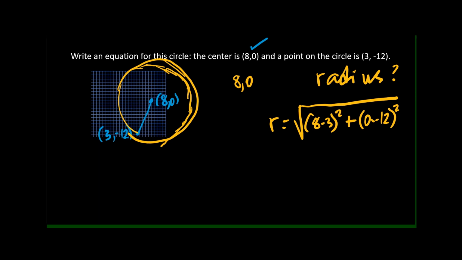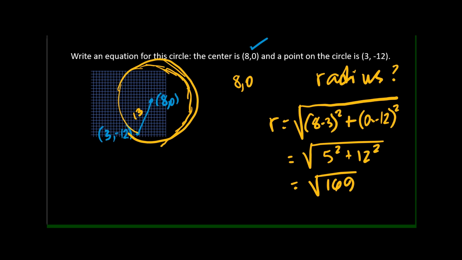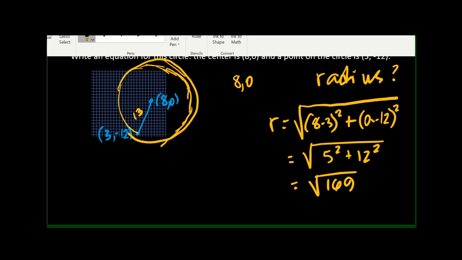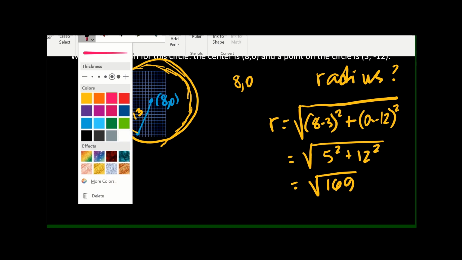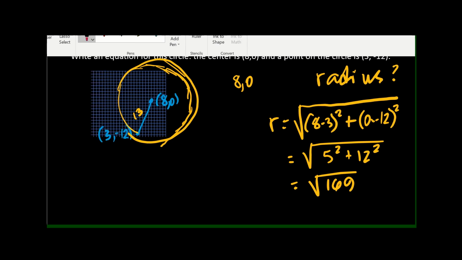And this is a perfect Pythagorean triple. This is 25 plus 144, which is the square root of 169, which is 13. So if we were being asked the radius, we would simplify that to 13. But since we're being asked the equation of the circle, let's just keep that 169.